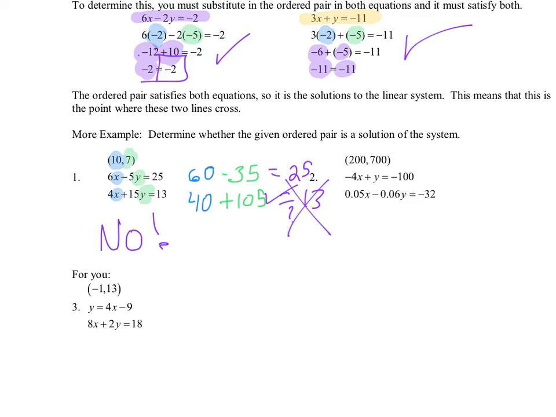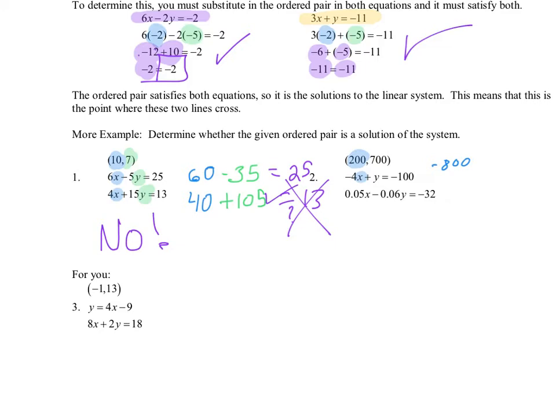10-7 is not a solution. All right, let's go to the next number 2 here and look at our numbers. First, we have 200 for x, so we plug that into x, and that's going to give us, well, let's see, 4 times 2 is 8, so negative 800.